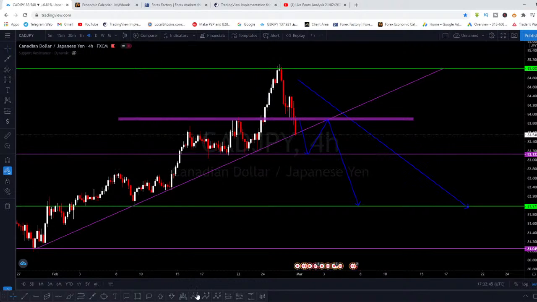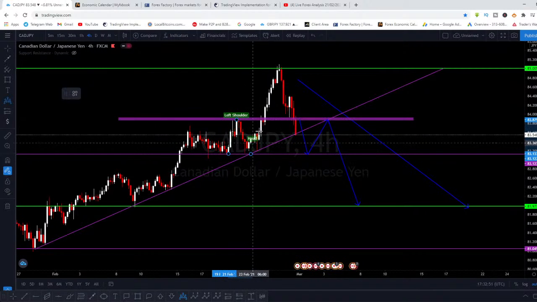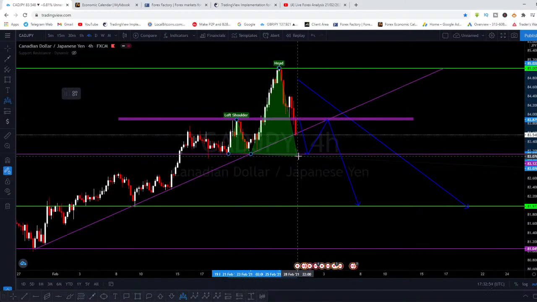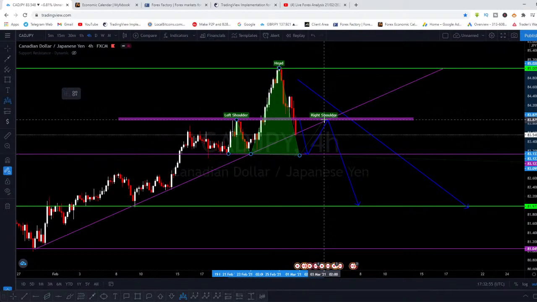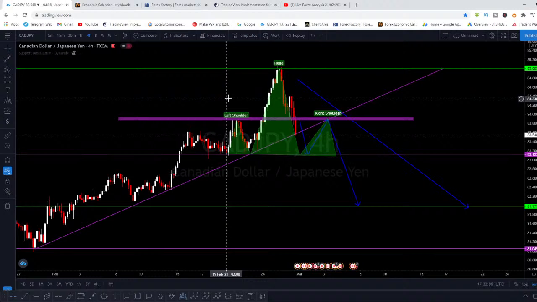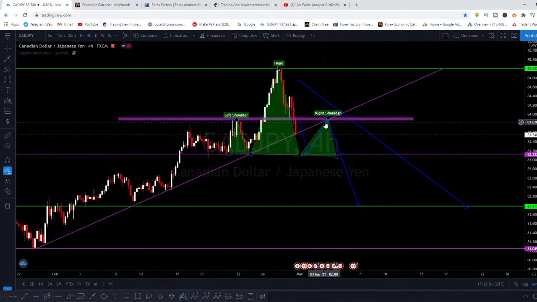Now let me check out my head and shoulders so that you understand exactly what I'm talking about. This is the head and shoulders pattern, and you see that the market will have to create this right shoulder in order for it to be a valid head and shoulders pattern and sell the market all the way to the downside.